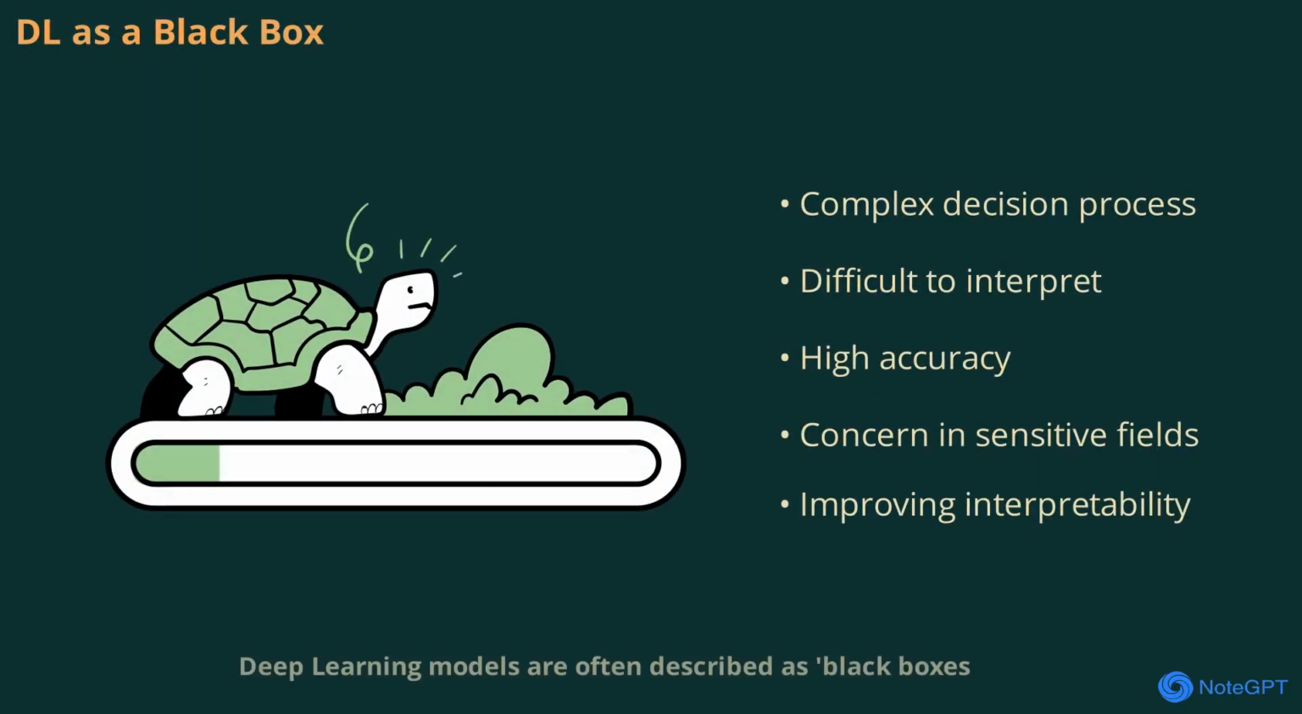Deep learning models are often described as black boxes. Their decision-making process is complex and difficult to interpret. While DL models achieve high accuracy, it's challenging to explain how they arrive at specific predictions. This lack of transparency can be a concern in sensitive applications, such as medical diagnosis or financial forecasting. Researchers are working on methods to improve interpretability, but the layered structure of neural networks makes this a tough challenge.